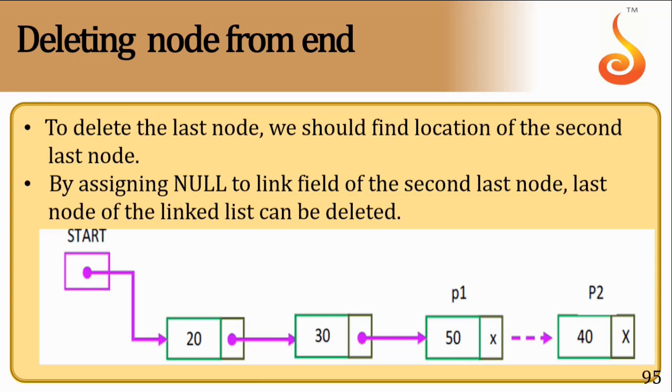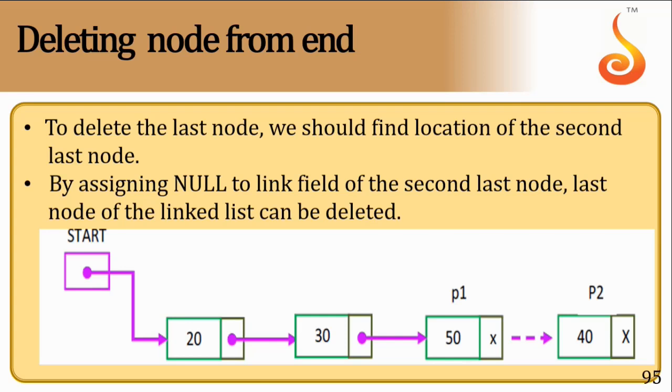For that I would need two pointers because I need to keep track of the last node as well as the last but one node after deletion of the last node, which would become the last node of the list, right? So in this diagram, start is a pointer which points to the first node, and P1 and P2 are the pointers which I am going to use for traversal. Starting from the first node, I would be traversing until P2 reaches the last node.